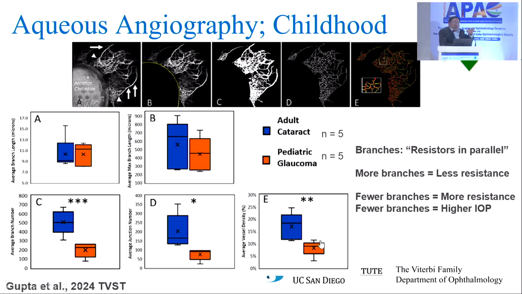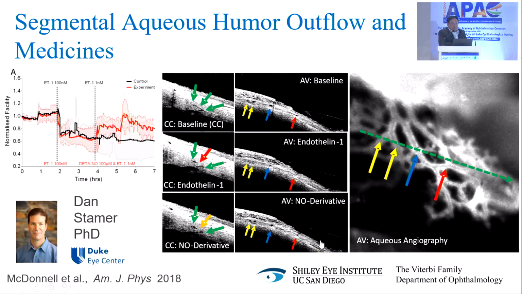And that reminds me of when we were all in college doing electrical analysis in physics with circuits. Remember, branches are resistors in parallel. More branches is less resistance. Fewer branches is more resistance. Fewer branches is higher IOP. So this is an example of why in pediatric cases, pressure can be higher for a distal cause, and maybe why it continues to be high even if the trabecular meshwork's open.